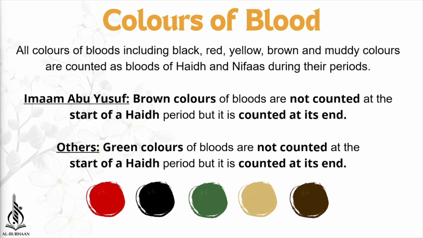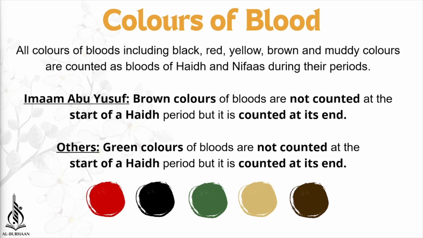One of the reasons given is that usually a woman experiences brown before she experiences red. So he says it's not actually counted, it's just the start of an oncoming Haidh. When it turns red or other colors, it will be counted. Similarly, at its end, he says it's also not counted because it is coming towards the end. So brown at the start is not counted, and brown at the end is actually counted. This is his view.